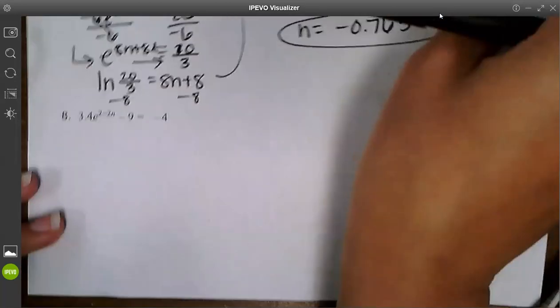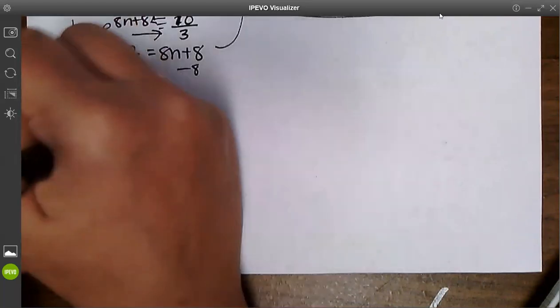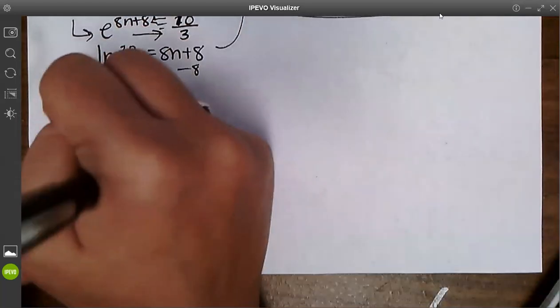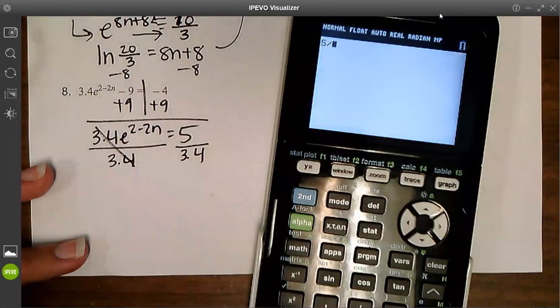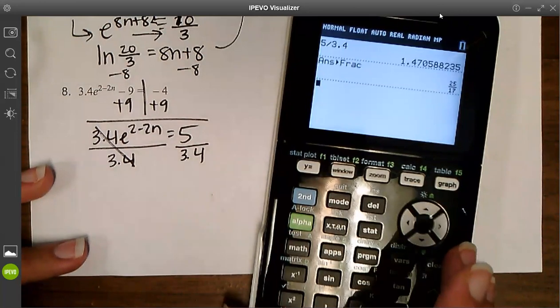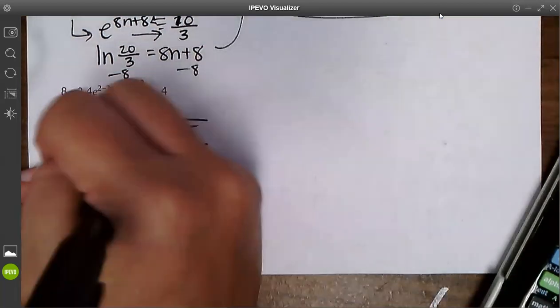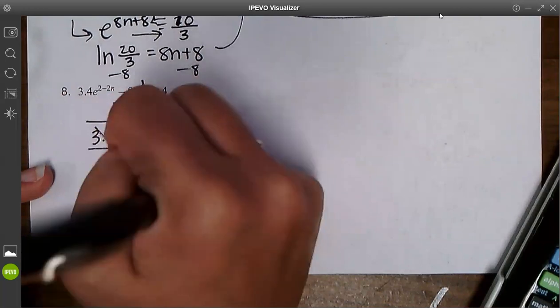Last one. Add 9 to both sides. 3.4 e to the 2 minus 2n equals 5. Divide both sides by 3.4. 5 divided by 3.4 is a repeating decimal. I'm changing it to a fraction. Well, not a repeating decimal. 25/17. It's going to keep going. So I have e to the 2 minus 2n equals 25 over 17.